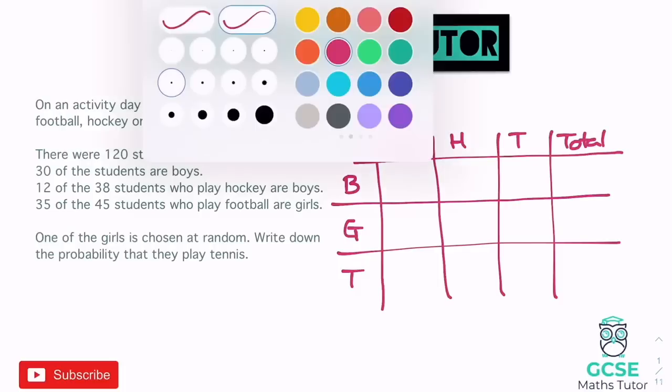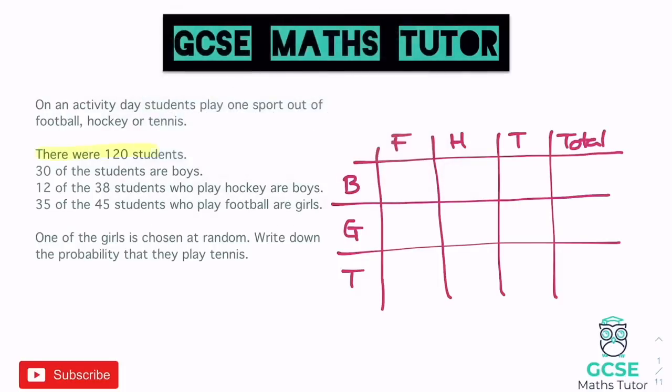Right, okay, so putting all the pieces in, there are 120 students, so let's put that in our total down there, it's 120 in total. We've got 30 of the students are boys, so in the boys column, total is 30. The next one there, we've got 12. This has got 2 bits of information here. It says 12 of the 38 students who play hockey are boys. So that says 12 of the people that play hockey are boys, and that's out of the 38 that play hockey. So 12 are boys.